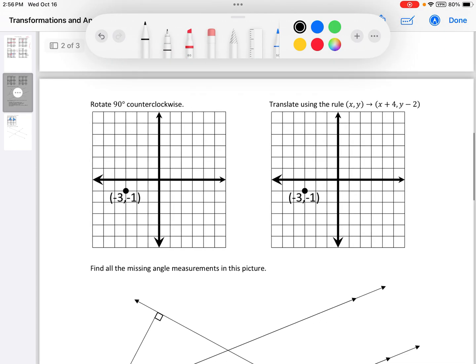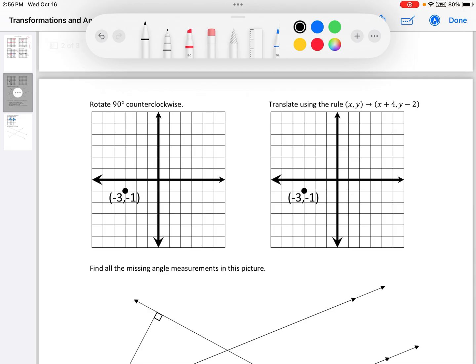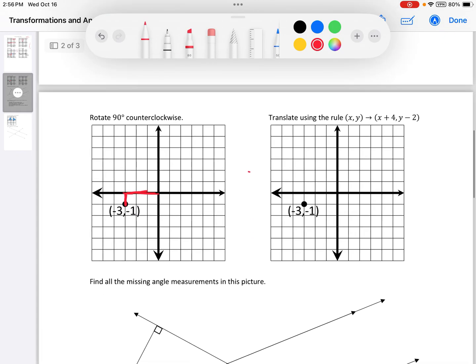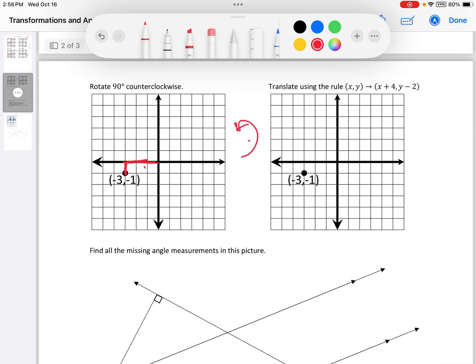Let's move on. So now we're going counterclockwise. So let me change colors. 3 this way, 1 this way. Counterclockwise is this way. Counterclockwise. So this will go down to there.